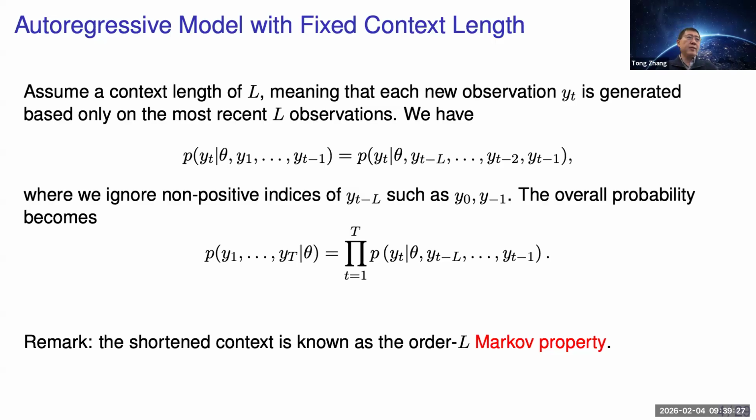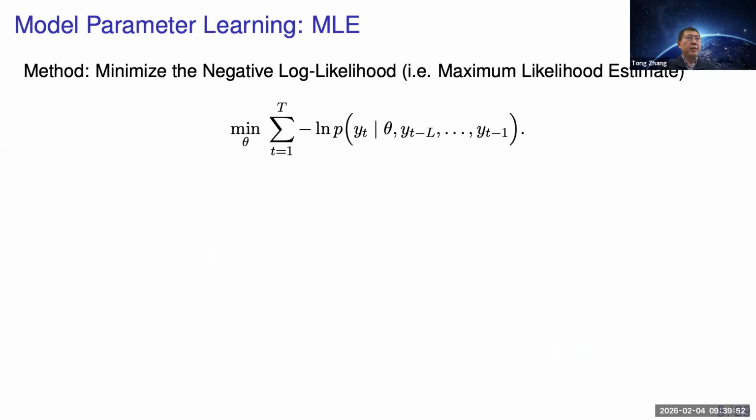Now, what happens when you reduce L? Of course, if you reduce the context length, you lose some information. Instead of depending on all previous tokens, you just look at part of the tokens. So you are not using as much information as you could, and that could be an issue in the accuracy of your model.